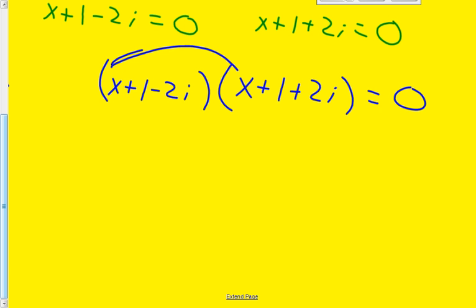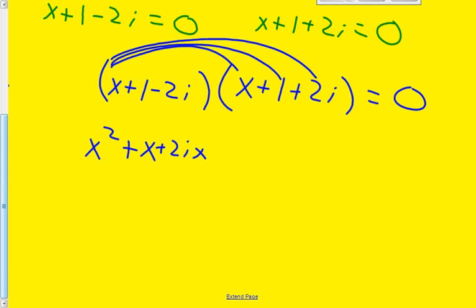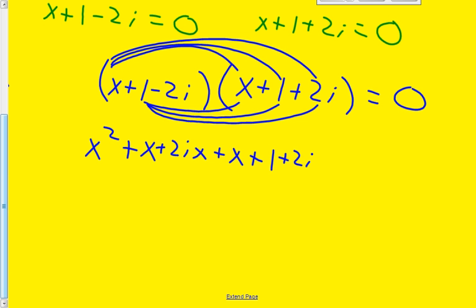x times each term in this trinomial. So x times x is x squared. x times 1 is x. And x times 2i is 2ix. As weird as that looks, 2i times x is 2ix. Now we're going to multiply this 1 times all three of these terms. Sorry, not a negative 1, positive 1. So a positive 1 times x is a positive x. A positive 1 times a positive 1 is 1. And a positive 1 times a positive 2i is a positive 2i.